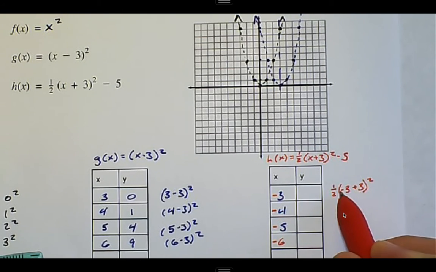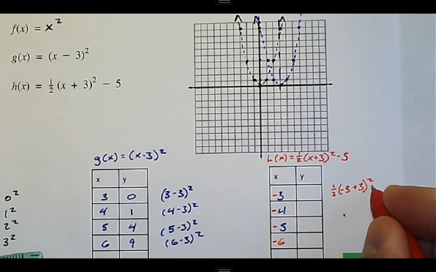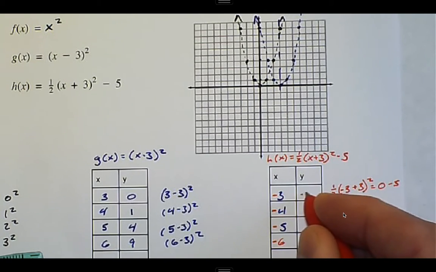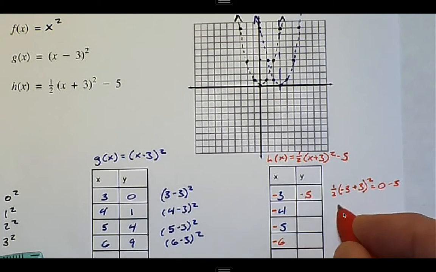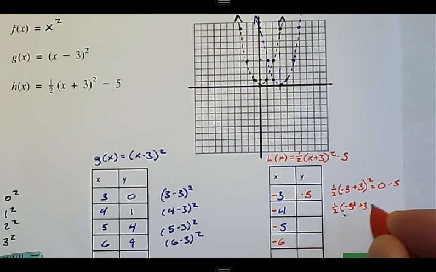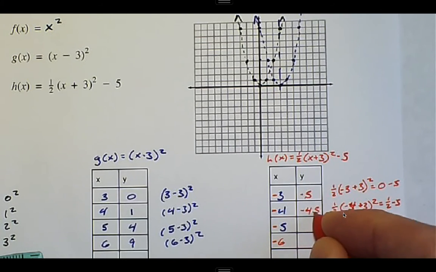0 squared is 0, times 1/2 is still 0. So this part is equal to 0. And then at the end, we have to subtract 5. So 0 minus 5 becomes -5. Next one we have is 1/2 times -4 plus 3 squared. So -4 plus 3 is -1. Squared is +1, times 1/2. That's equal to 1/2. 1/2 minus 5, that's -4.5.